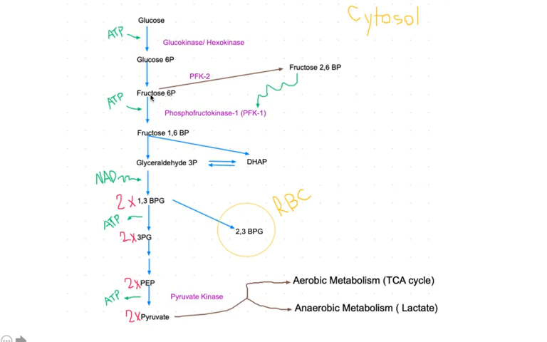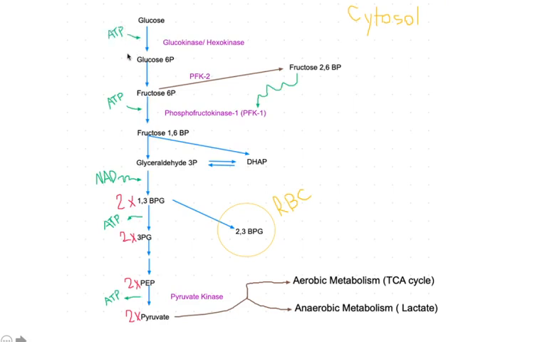In the next step, fructose 1,6-bisphosphate breaks into dihydroxyacetone phosphate and glyceraldehyde 3-phosphate. Dihydroxyacetone phosphate, DHAP, can be converted to glyceraldehyde 3-phosphate. So for each molecule of glucose, we have one DHAP and one glyceraldehyde 3-phosphate, and DHAP can be converted to glyceraldehyde 3-phosphate. Therefore, for each molecule of glucose, we have two glyceraldehyde 3-phosphate, and then two molecules of pyruvate at the end.